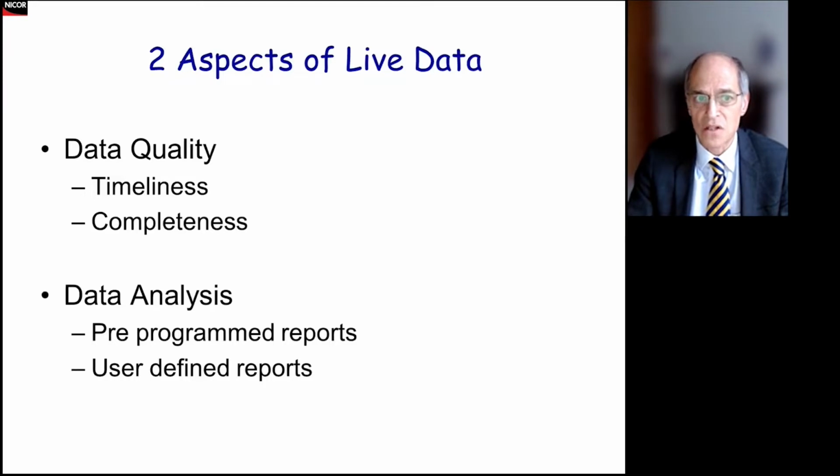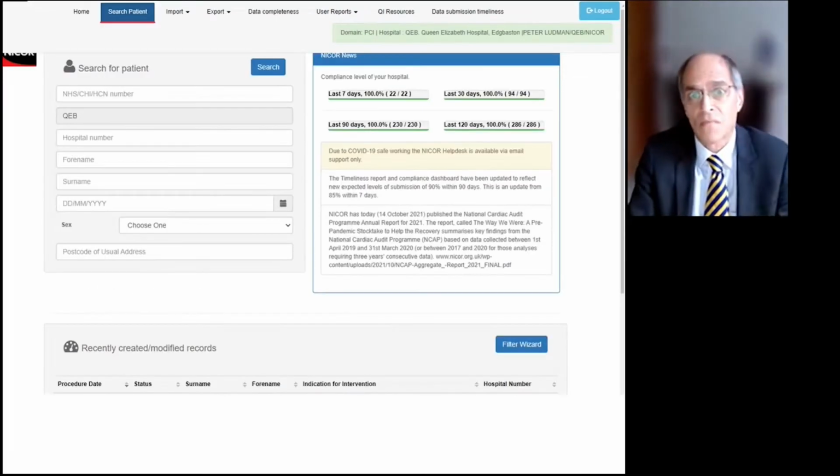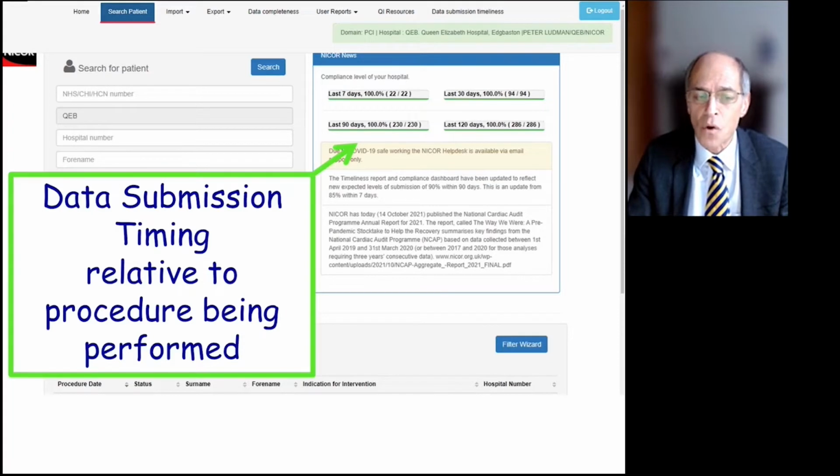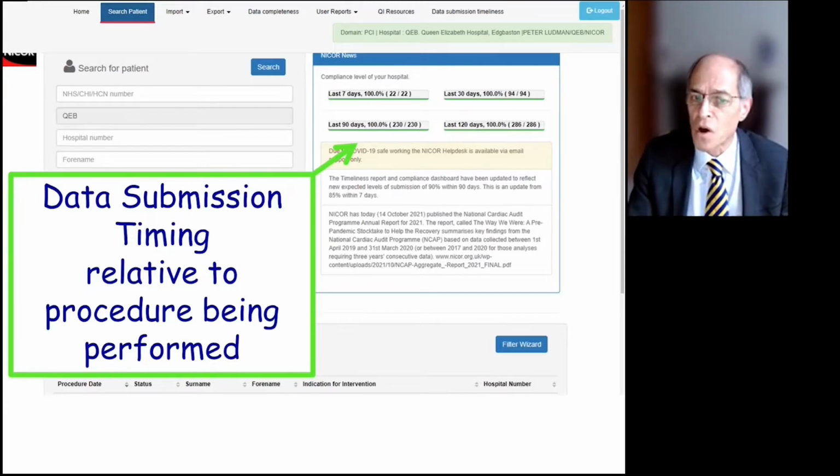And let's first focus on the data quality, and initially the timeliness and then the completeness of the data. So when you first log in, the first thing you will see on the right hand side with the green lines is a snapshot of your level of compliance. And basically what we're looking at is how quickly after a procedure has been performed have you uploaded that information into NICOR. If you did the procedure within the last week and uploaded it, that's good. If the procedures you're uploading are from several months ago, that means the data in NICOR are not as contemporaneous as we'd like them to be.